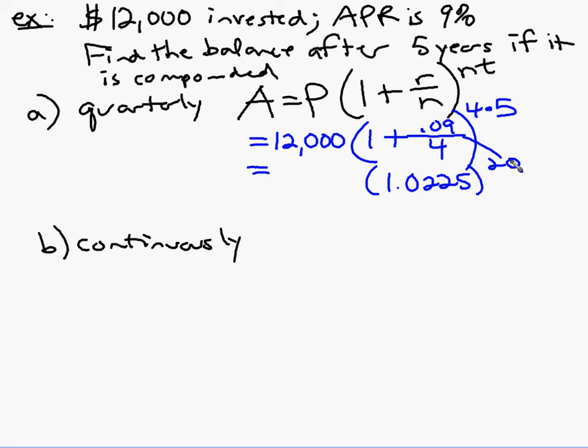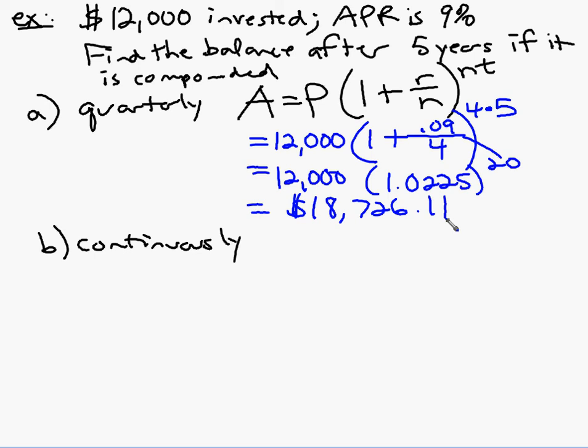1.0225 to the 20th power. So I'm going to raise my answer to the 20th power. I'm just using an old calculator here to do this. And you get 1.56 times 12,000. And it is now worth $18,726.11. Okay, like I said, you're not going to find an interest rate like that in a savings account or a CD at the bank, but maybe in mutual funds you could.